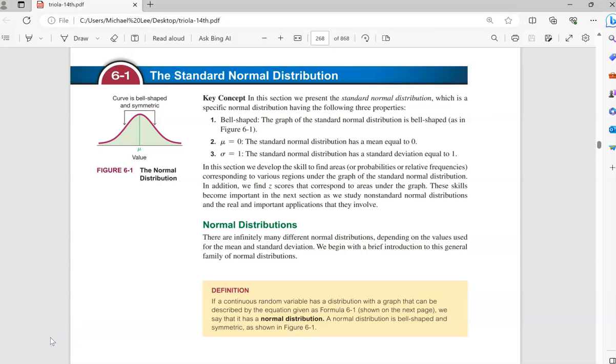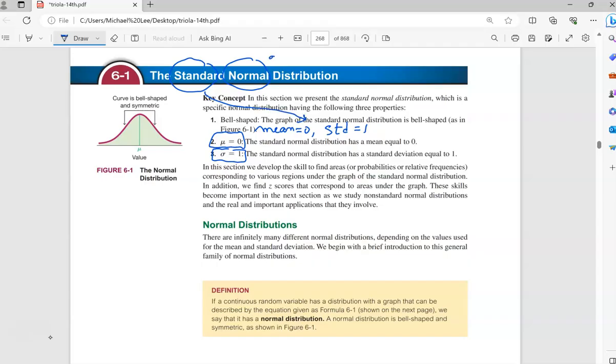Good morning, everyone. We're going to look at 6.1, standard normal distribution. What is a standard normal? There are two words, standard, normal. Standard means mu equals 0, sigma equals 1. Mu is the mean. Mean equals 0, and standard deviation, I'm going to use STD, equal to 1. That is the meaning of standard distribution.